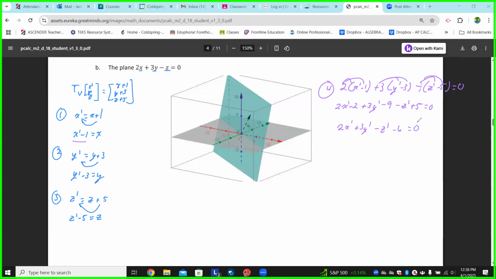To clean this up into a better equation, all they do is move the 6 over. So your final answer would be 2x prime plus 3y prime minus z prime equals 6. I combine like terms. Negative 2 minus 9 is negative 11. Negative 11 plus 5 gives me negative 6.